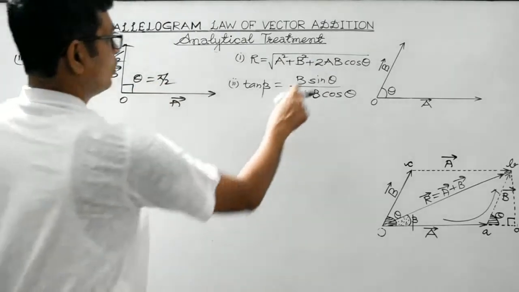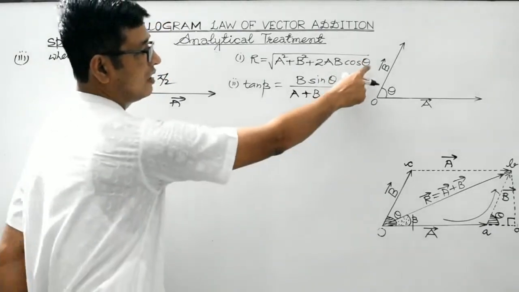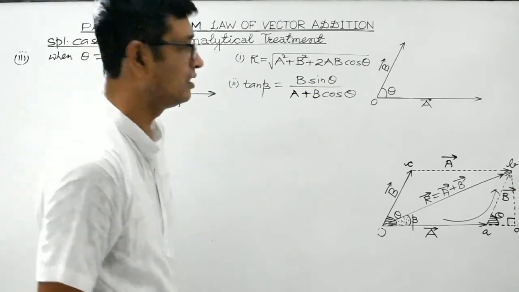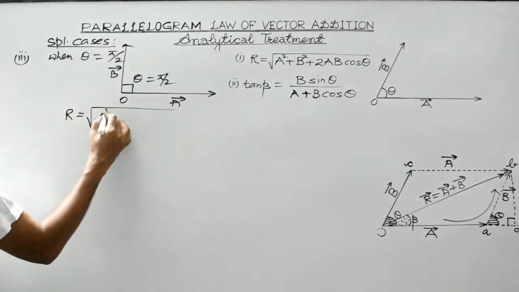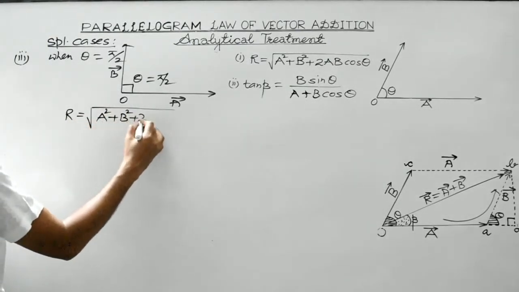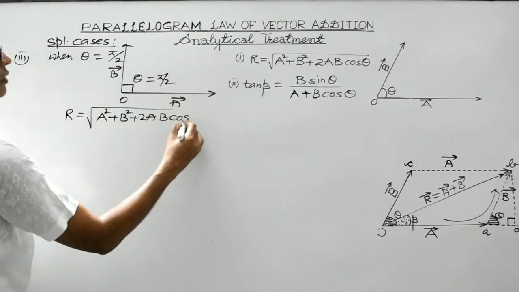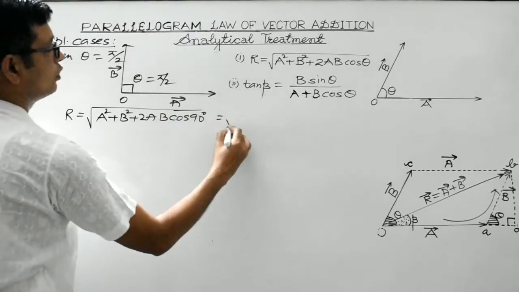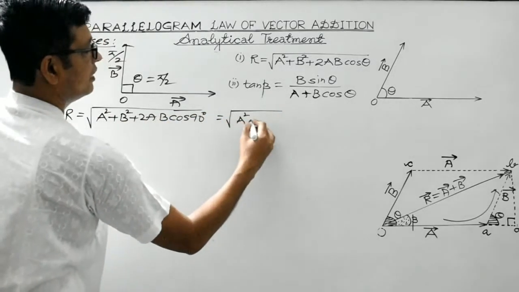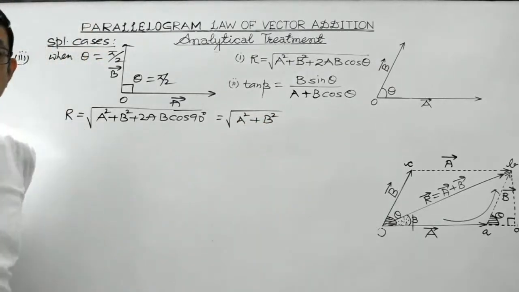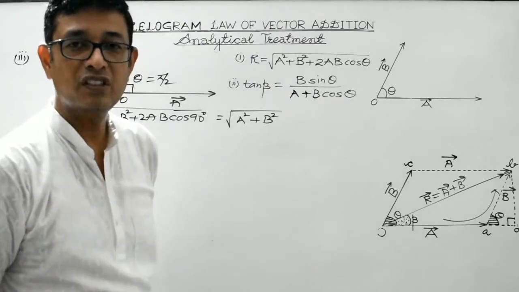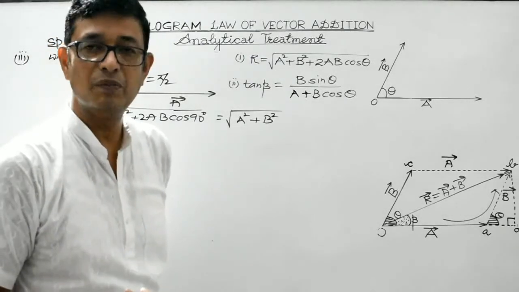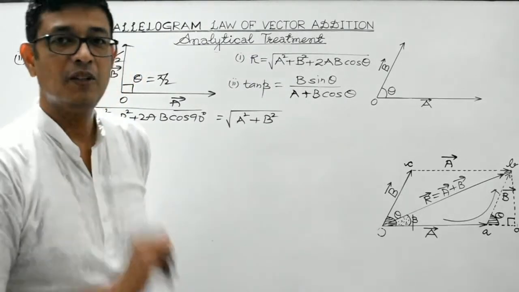Right? So, here if you substitute the value theta as 90, cos 90 is 0. So, resultant would be given by square root of A square plus B square plus twice AB cos 90. So cos 90 is 0, so we'll be left with A square plus B square. So whenever the two vectors are at right angle to each other, the magnitude of the resultant is given by square root of A square plus B square.